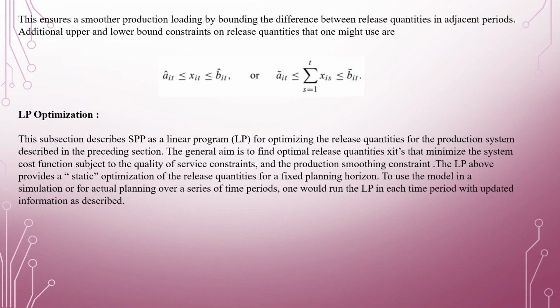The LP above provides a static optimization of the release quantities for a fixed planning horizon. To use the model in a simulation for actual production planning over a series of time periods, one would run the LP in each time period with updated information as described. For the system described, the general aim is to find optimal release quantities.